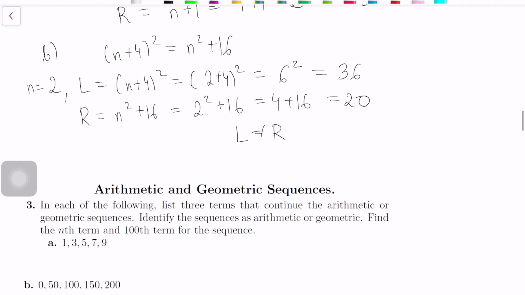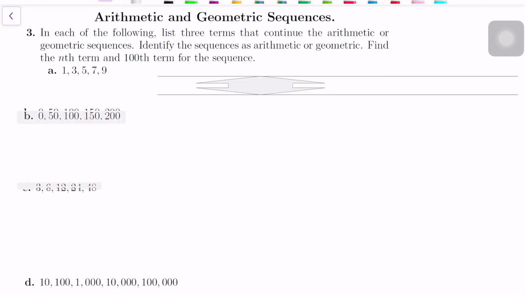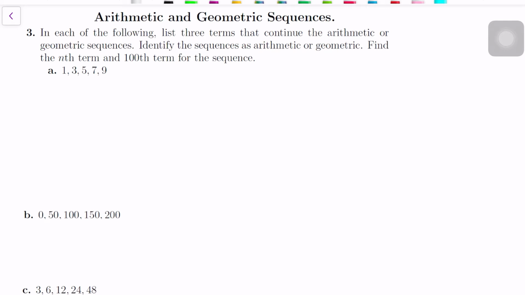Okay, so let's look at the examples. In each of the following, list 3 terms that continue the arithmetic or geometric sequence, and then identify the sequence as arithmetic or geometric. Find the nth term and the 100th term for the sequence. So first thing, let's start with identifying, are we dealing with geometric or arithmetic? Then let's find the next 3 terms that should be on the list, and then an nth term formula.